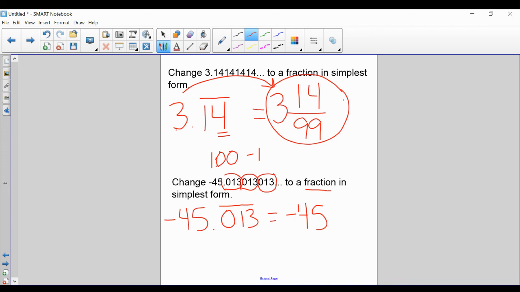Then I'm going to take the repeating sequence and make that the numerator. So if I have 0.13, I'll put that on top. That's in the thousands place. I subtract 1. This becomes 999 on the bottom, and I will not need that 0. So I'm going to cross that out, and then, if you're using paper, you're going to need to erase that. So those are some examples of how to change a repeating decimal into a fraction.